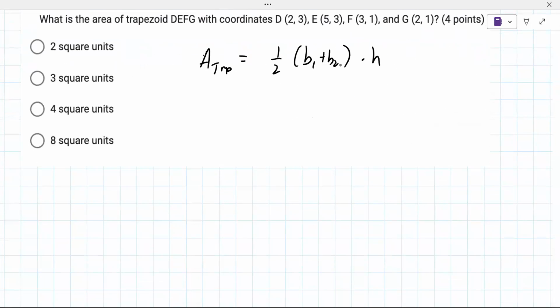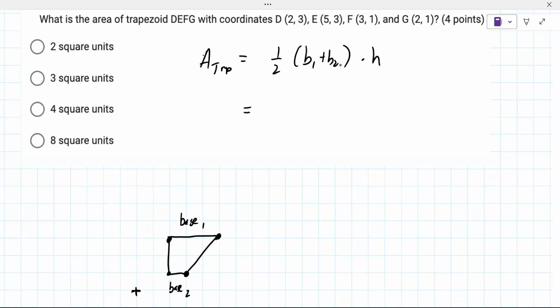So let's just say the origin is there. 2, 3 is there. 5, 3 is there. 3, 1 is there, and 2, 1 is there. So this is the trapezoid. The bases are parallel, so that's base 1 and that's base 2. So we actually have all the information we need for this.